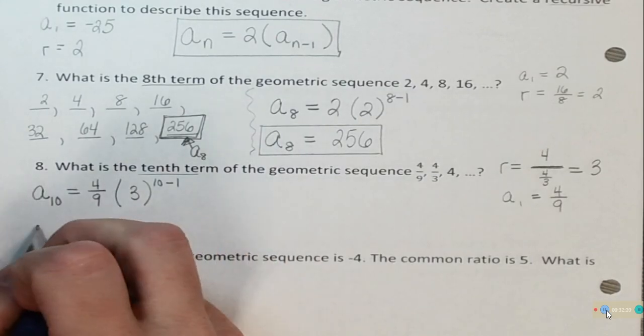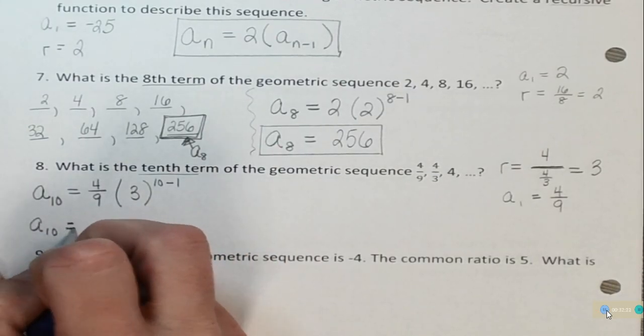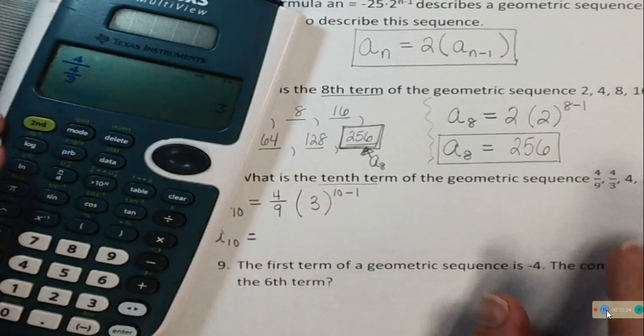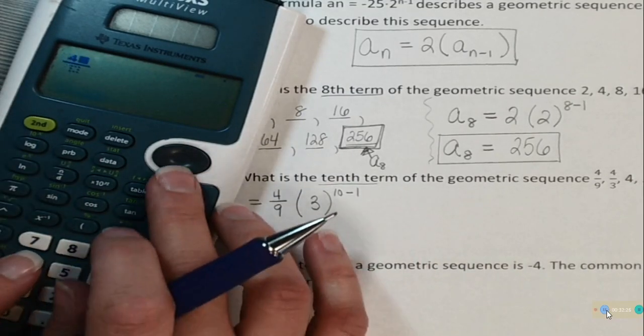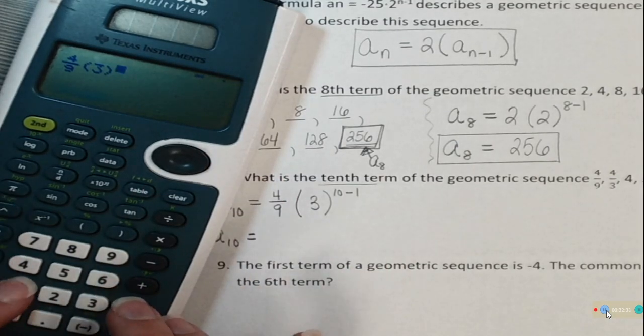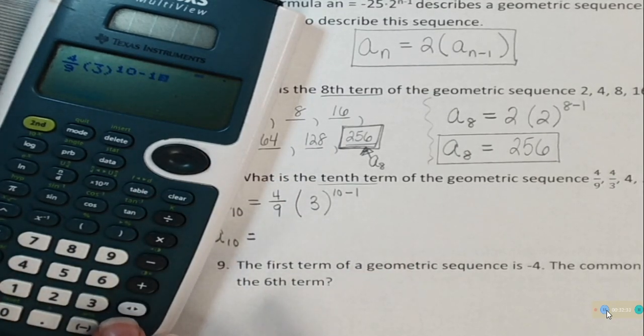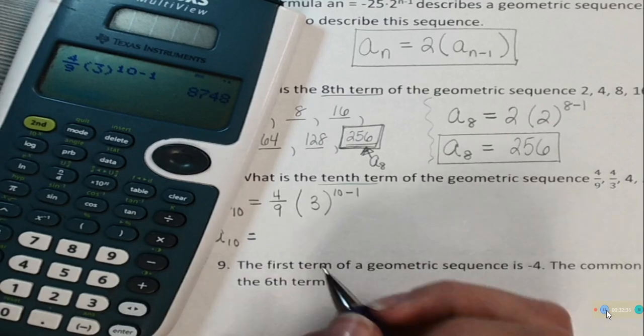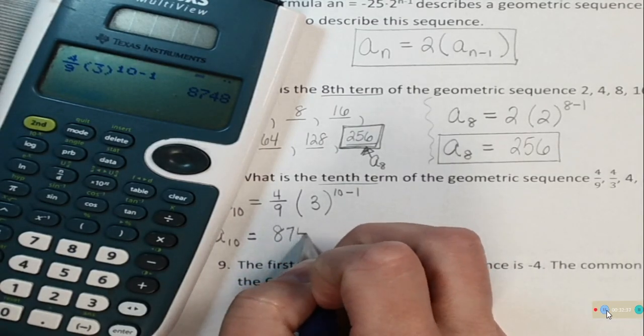What would Miss Slusher do with all those numbers? We'll type them in the calculator. I ain't going to think too hard about it. I'm just going to go 4 over 9 times 3 to the 10 minus 1. And I'm going to hit enter, and I'm going to get, wow, 8748.